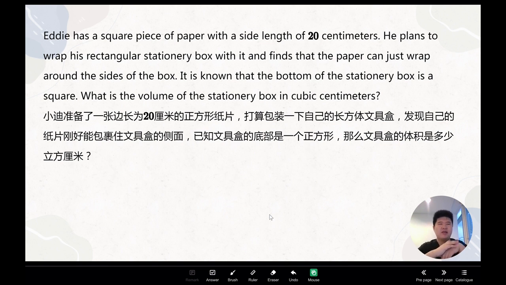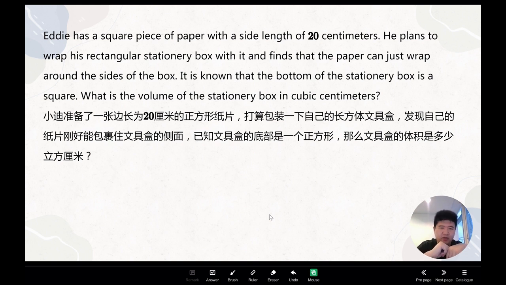The next one says that Eddie has a square piece of paper with a side length of 20 centimeters. He planned to wrap his rectangular stationery box with it and found out the paper can just wrap around the side of the box. It is known that the bottom of the stationery box is a square. What is the volume of the stationery box in cubic centimeters?